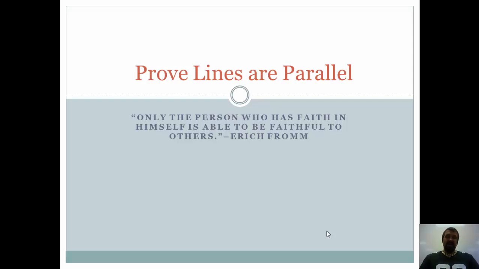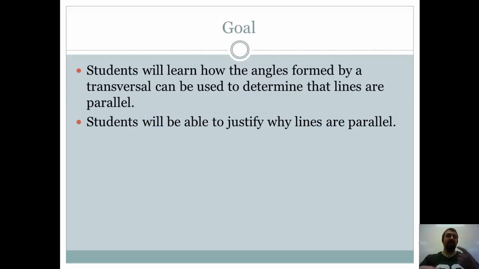In fact, the goal of today will be learning the four converses of the postulates and theorems that we learned in section 2. So you will learn how the angles formed by a transversal can be used to determine that lines are parallel. You should also be able to justify why lines are parallel by looking.